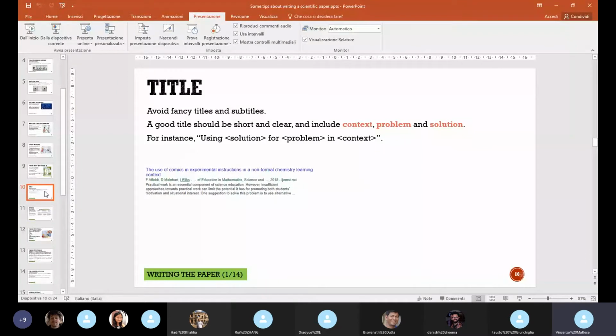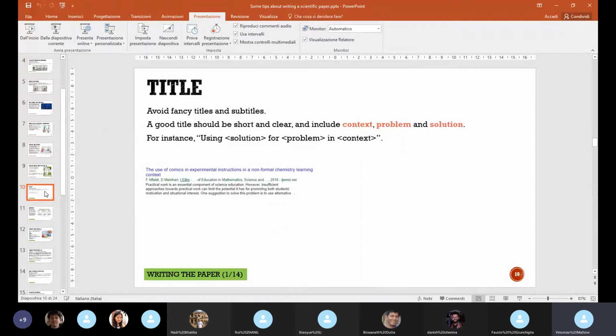So the use of comics. So comics is the solution, in experimental instructions. So the problem is how to provide experimental instructions. So I can provide experimental instructions by using comics. In which context? In a non-formal chemistry learning context. So this title is very explicit. It maps perfectly with the three basic items: context, problem, solution.